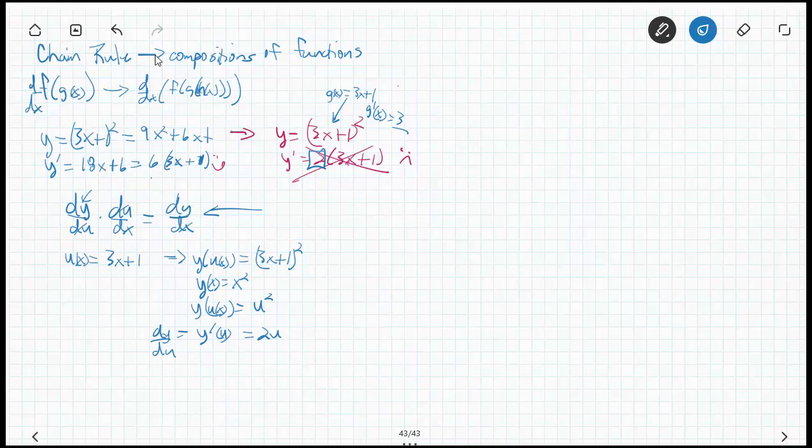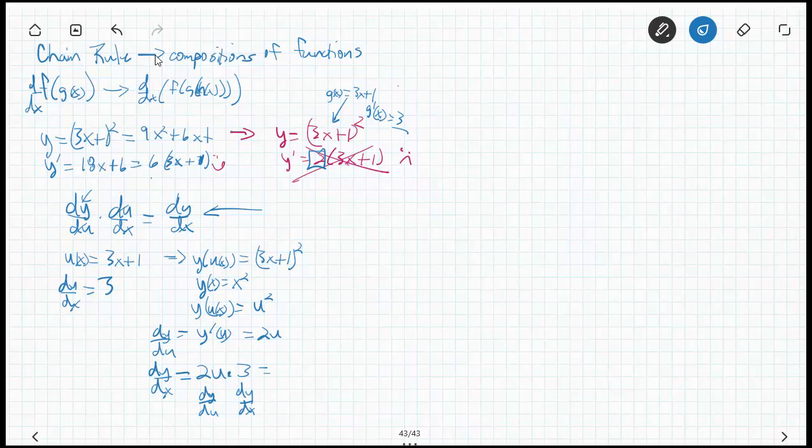So we've got the dy over du squared away. Well, now I need the du over dx. Well, what is du over dx? Well, the derivative of that's just 3, true? So I know that dy over dx is equal to 2u times 3, this guy being dy over du, and this being du over dx, which gives me dy over dx.